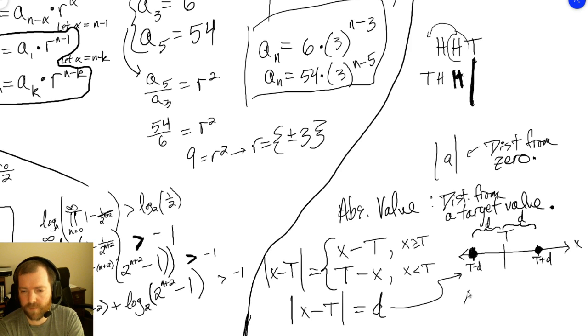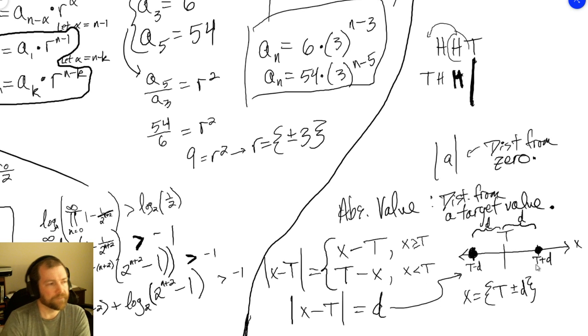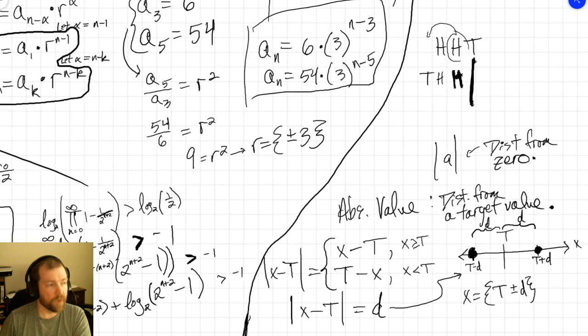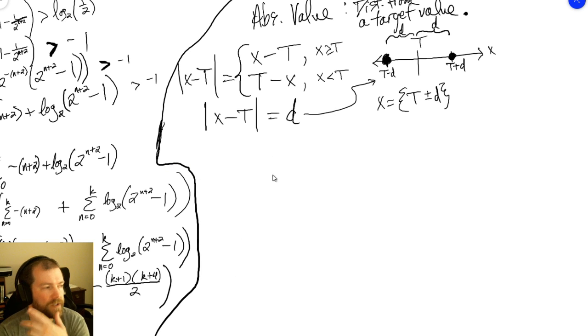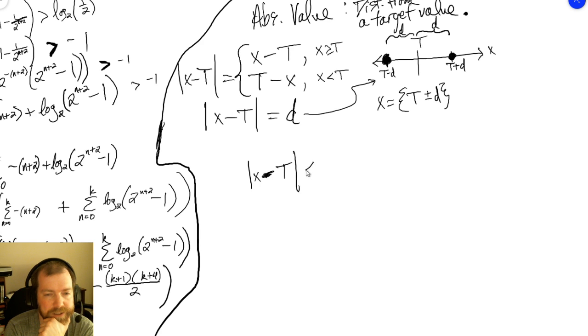So what does that mean? Well, it means that x is equal to t plus or minus d, or you could go through a whole bunch of stuff. Anyway, doesn't really matter. The more important part was once we extend this and say that, well, I don't want the distance to be exactly d. What if the absolute value of x minus t is less than d?